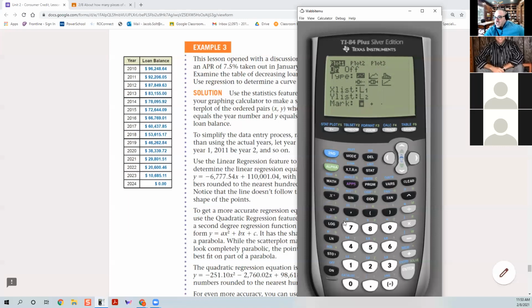If you don't know how to change lists, look at these numbers here. You see L1 right above your number 1 on your keypad. L1 is in blue. If I wanted to put list 1 in here, I press the second button and list 1, and it'll put whatever list I want. If I wanted list 3, I could put list 3 in. But in this case, I want L1 and L2. I set it up that way.